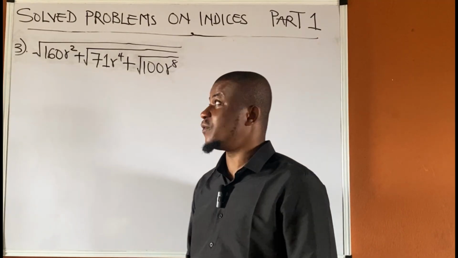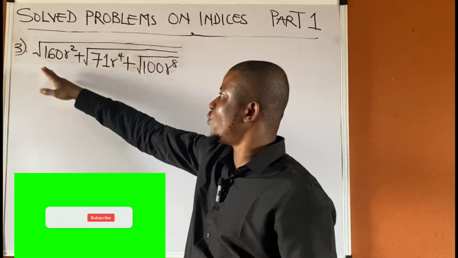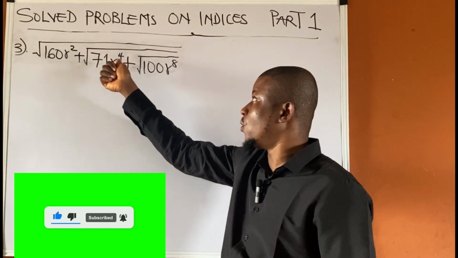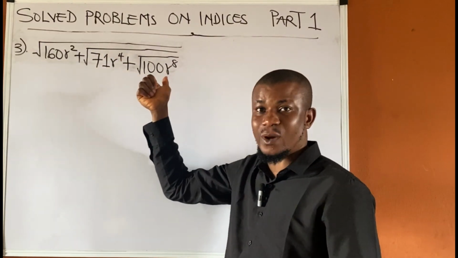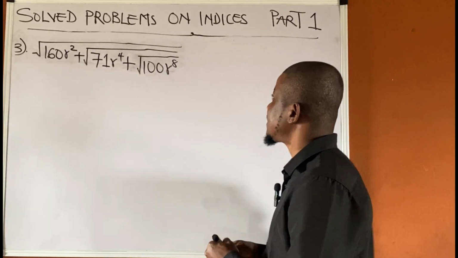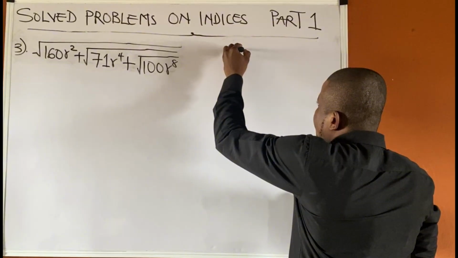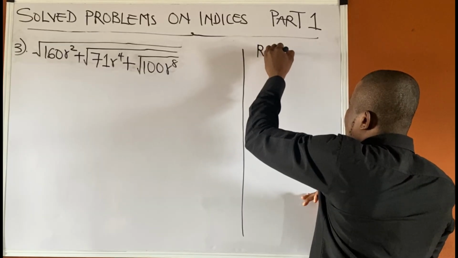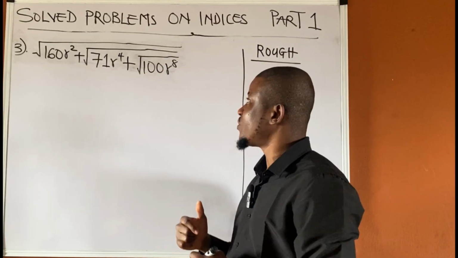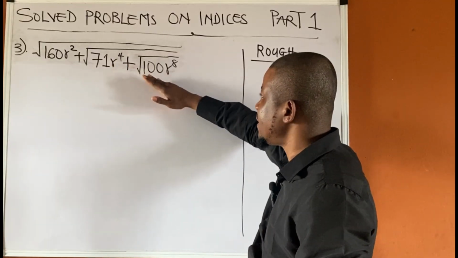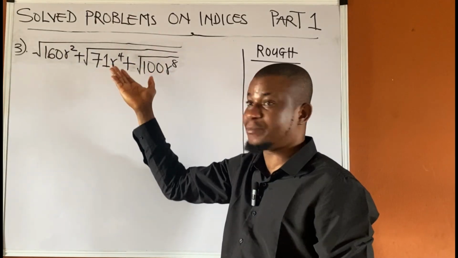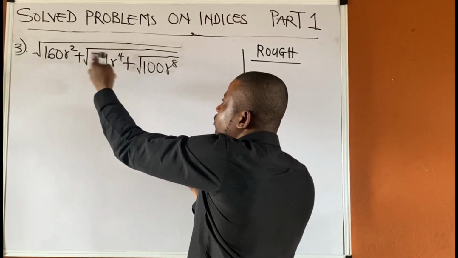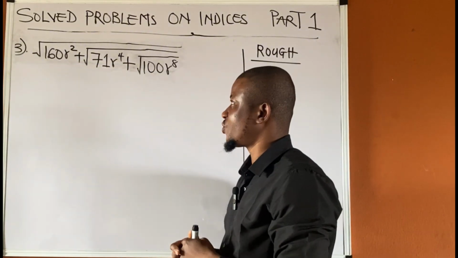The next problem we want to solve is the square root of 160r squared plus the square root of 71r to power 4 plus the square root of 100r to power 8. Okay, to solve this, let's take this part as our rough part. So we are going to simplify this problem by solving each term. We will start with the inner term here, simplify it, and keep on resolving till we conclude the solution to the problem.